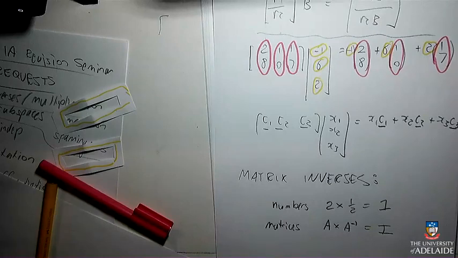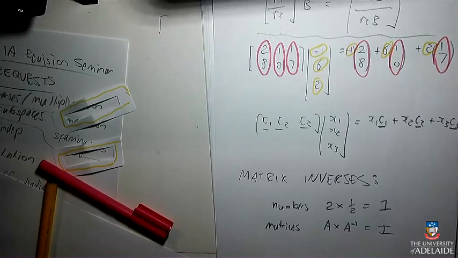So they match up like that. 1 for the numbers is the thing that when you multiply by it doesn't change the answer. I for matrices is the thing that when you multiply by it, it doesn't change the answer. And so the inverse is whatever you multiply your original thing by to get the thing that doesn't change when you multiply it by stuff. Now, that sentence is crap, but that's the idea.